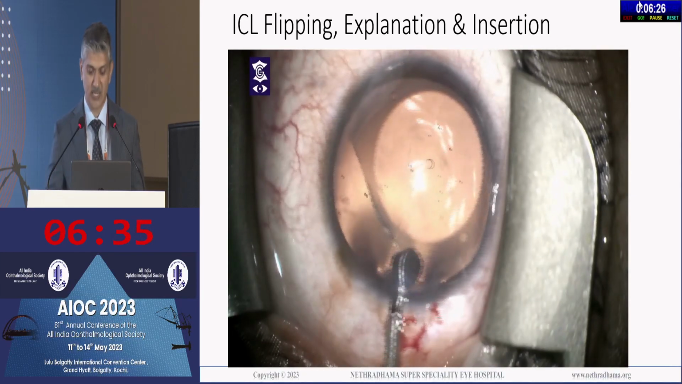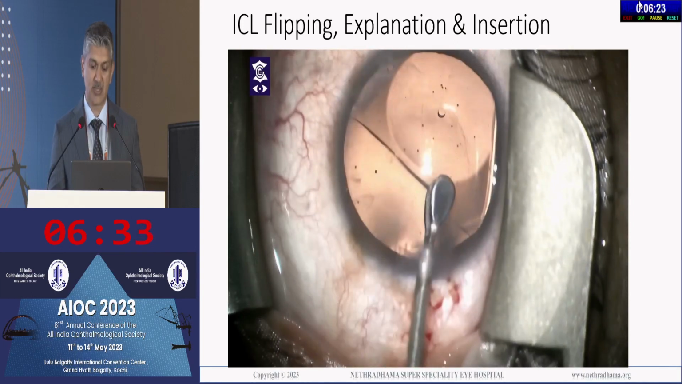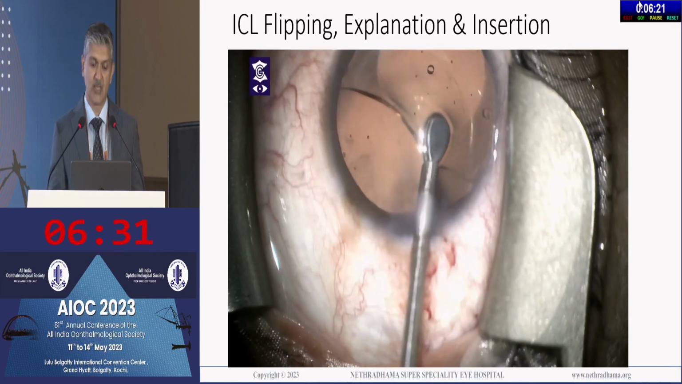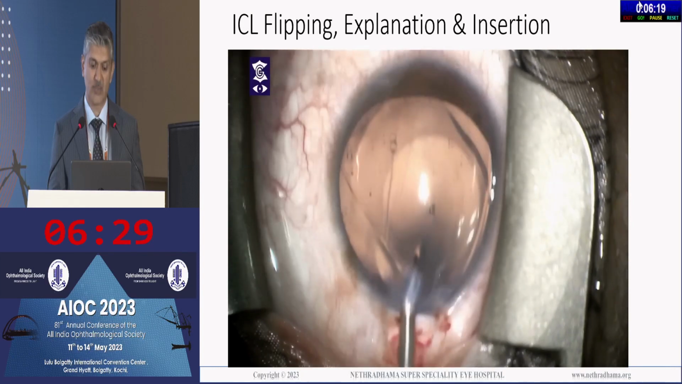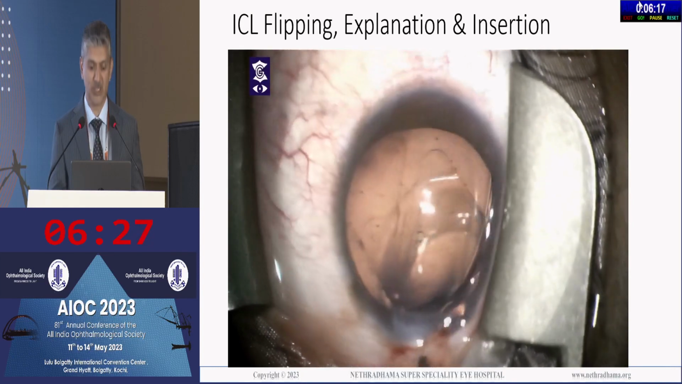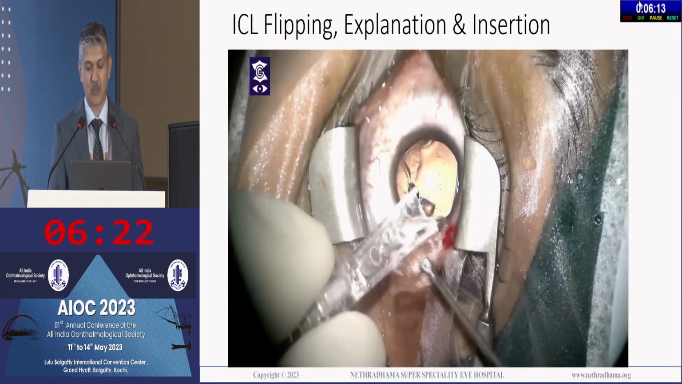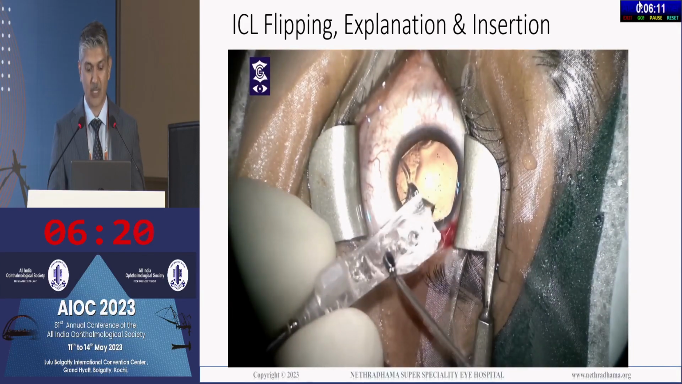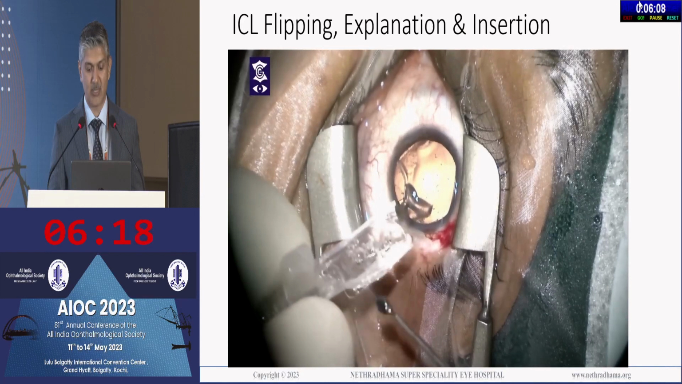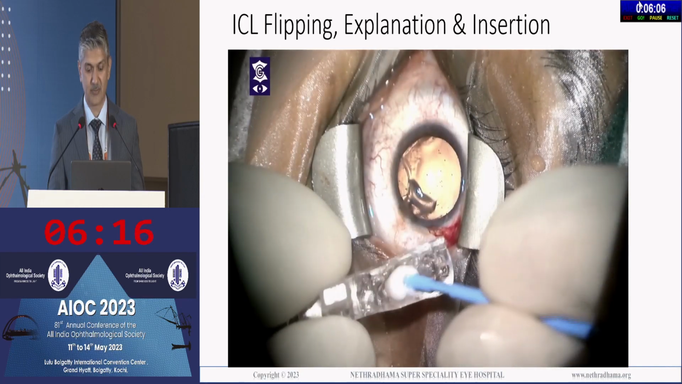I like to extend. This was a wound-assisted insertion, so I extend it to about 3 millimeters. Then I go with the ICL loading forceps. I grab it at the optic haptic junction, and then with a twisting motion, I am able to pull the ICL out. And after I pull it out, then I am again reloading it into the cartridge.